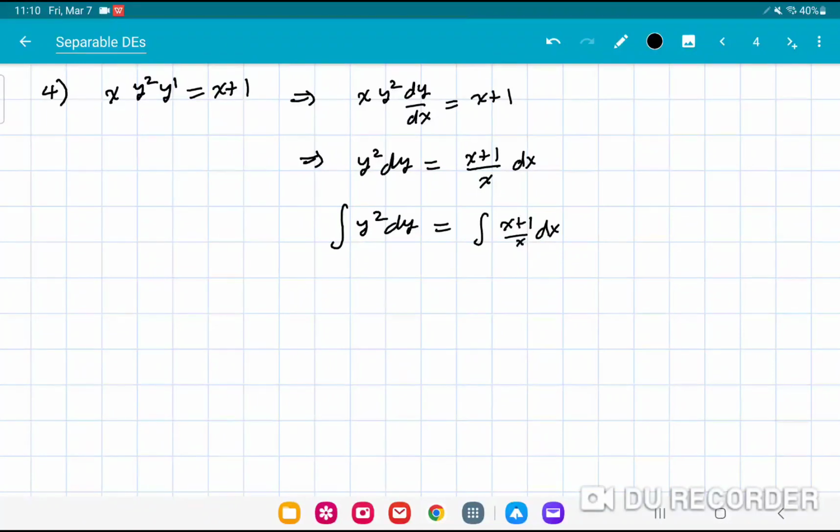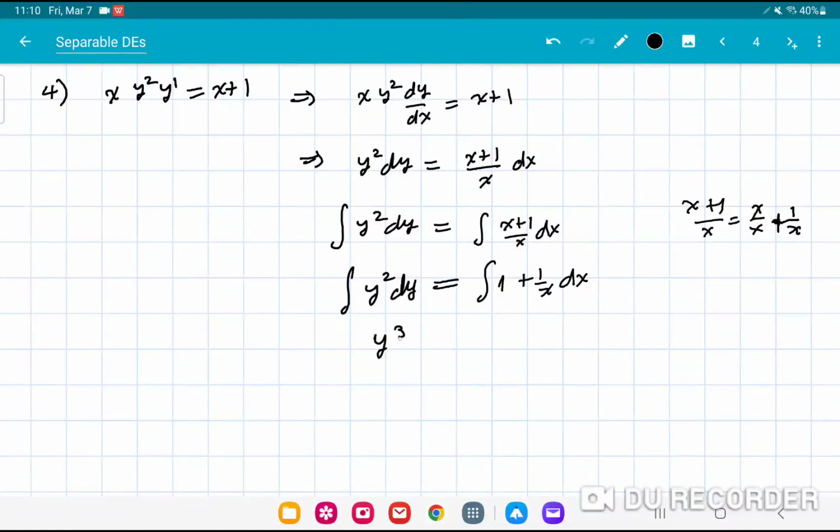Okay, this is not a proper rational expression, so we're going to have to break the fraction. It is x over x plus 1 over x. So that gives you 1 plus 1 over x dx. And this one is y squared dy, integrate y cubed over 3 equals integral of 1 is x, integral of 1 over x is natural log of absolute value of x plus c.